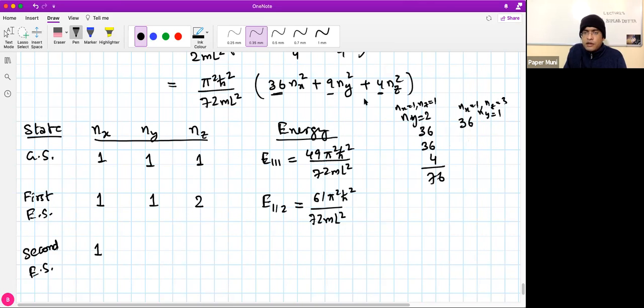We'll get the result 36 plus 9 plus 4 into 3 square. So this will give us how much? 4 into 9 is 36. So if you add them, what is the value here? You have 72 plus this, which is 81. So which value should you take?